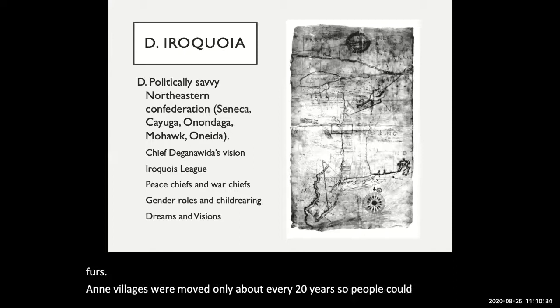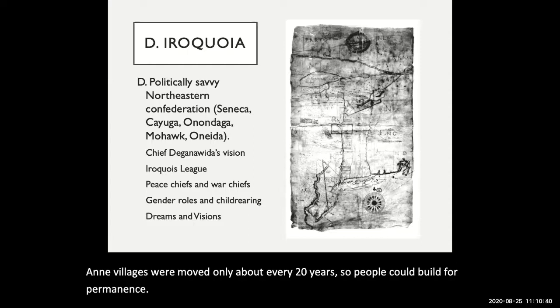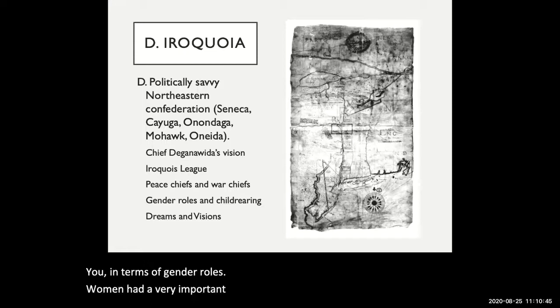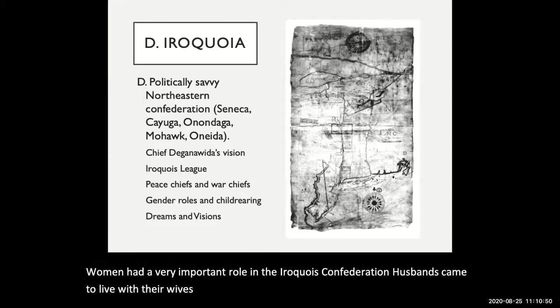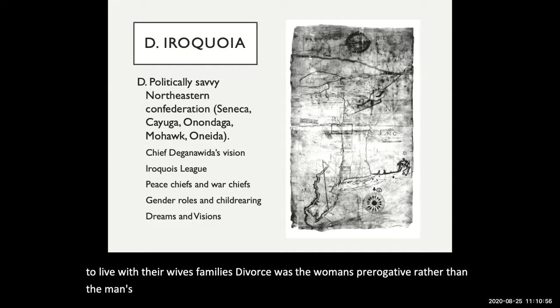In terms of gender roles, women had a very important role in the Iroquois Confederation. Husbands came to live with their wives' families. Divorce was the woman's prerogative rather than the man's. Women had the political power to appoint chiefs and sachems, and they were left entirely in charge when the men went on hunting trips.